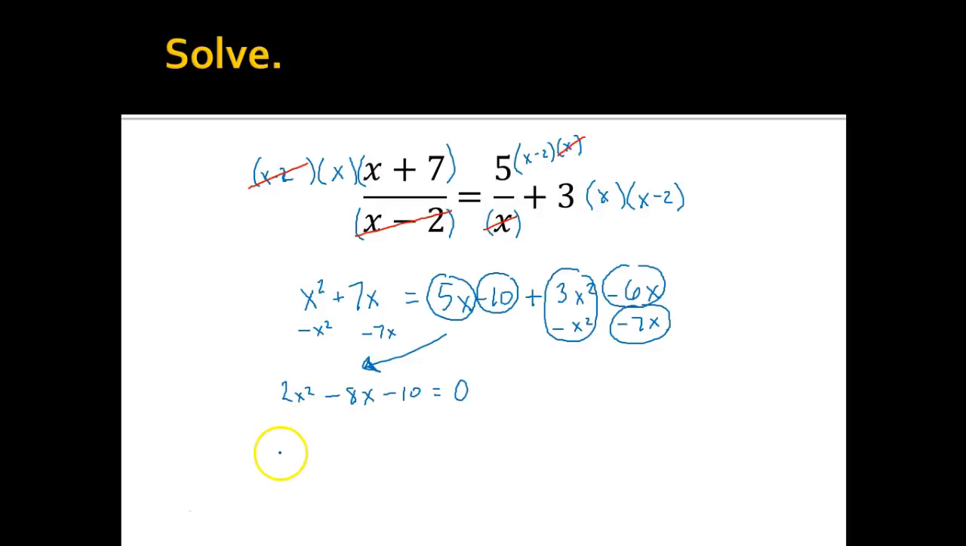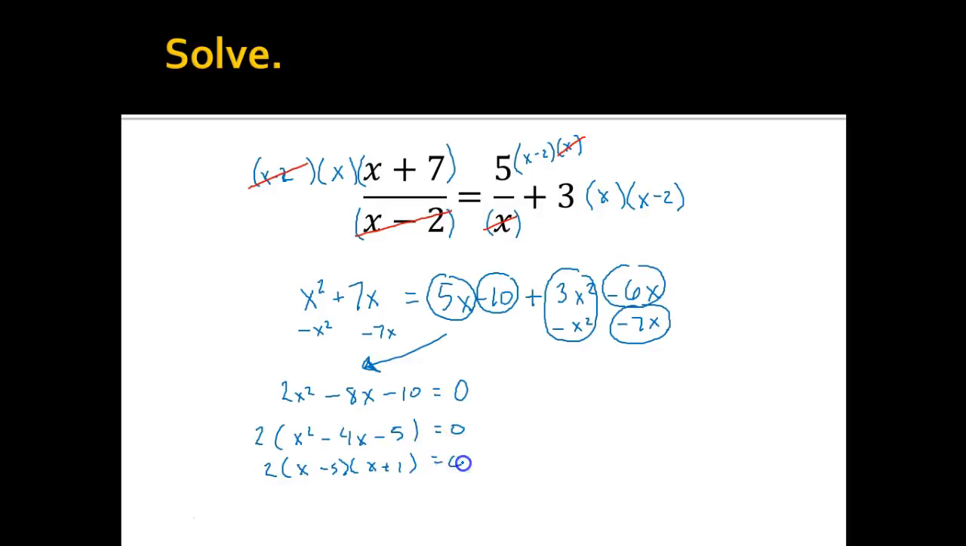But we can factor this fairly easily. There's a common factor of 2, so take that out. 2 times x squared minus 4x minus 5. And then for that x squared minus 4x minus 5, negative 5 is negative 1 times 5, or negative 5 times 1. Negative 5 plus 1 is negative 4, so it's x minus 5 and x plus 1.